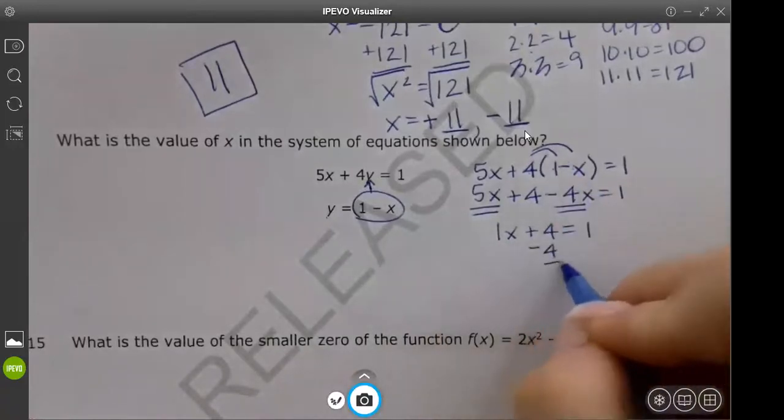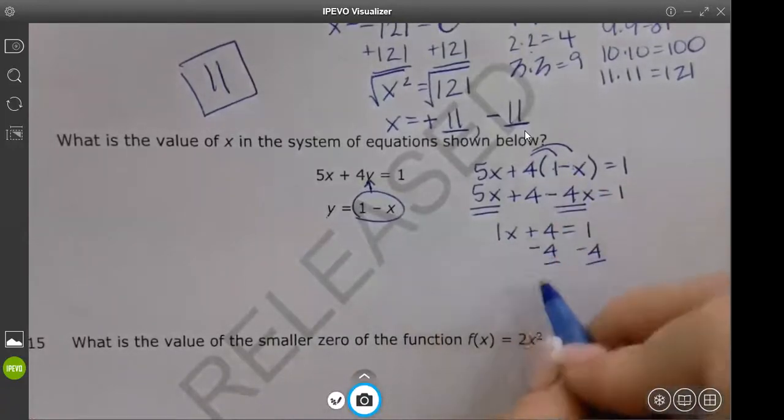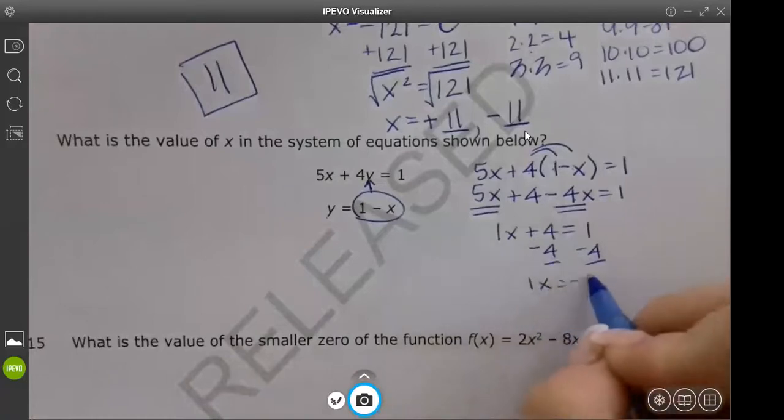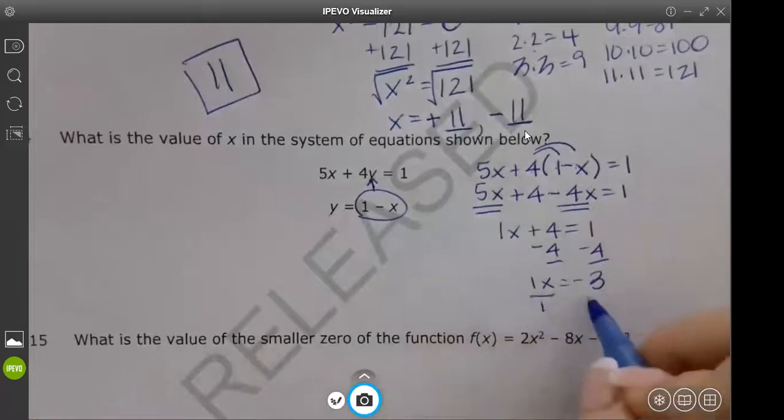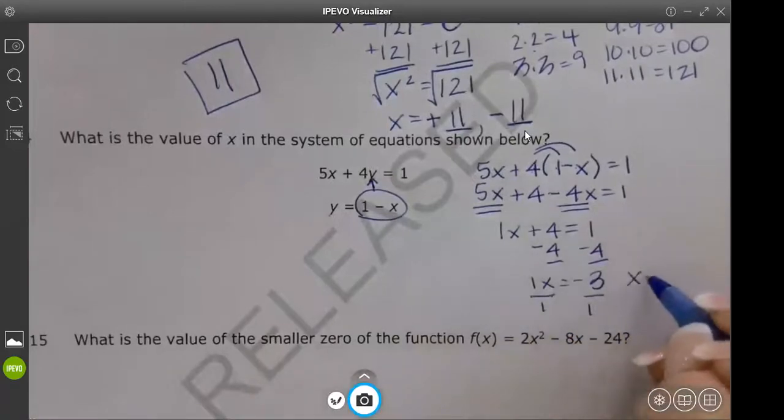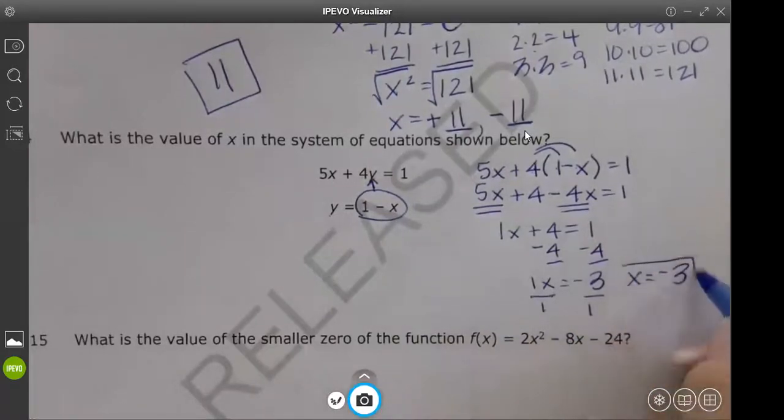I want to get x by itself. So I'm going to subtract 4. 1 minus 4 is negative 3. And you can divide by 1 or you can just leave it alone. I just left it there for you guys to see. But it gives you negative 3.